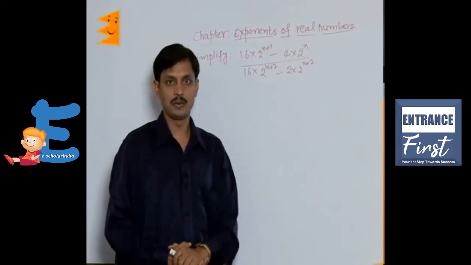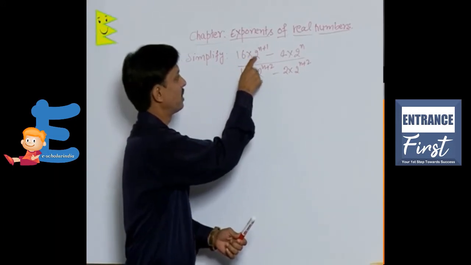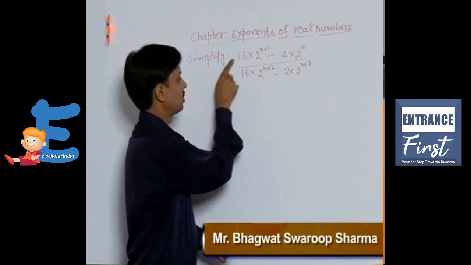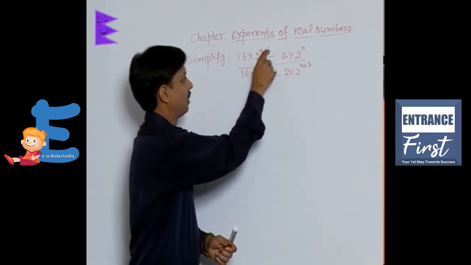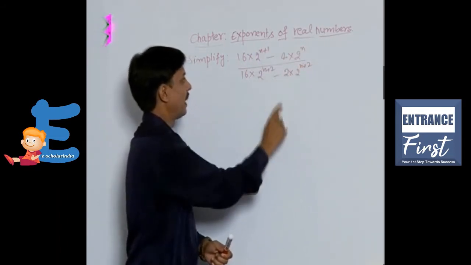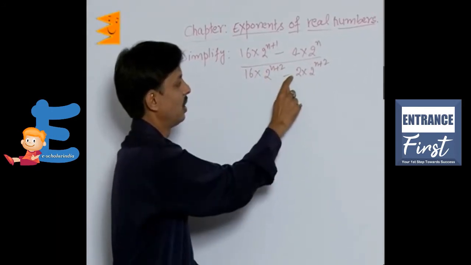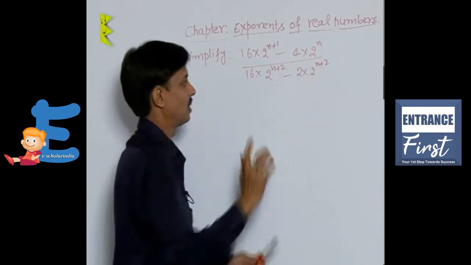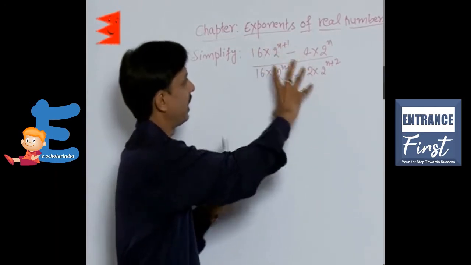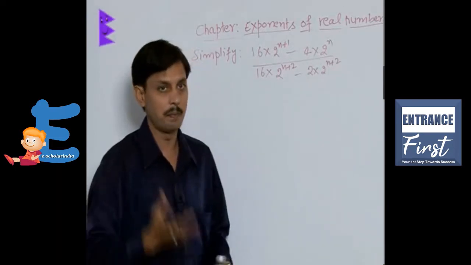Now one more example of the same topic. Simplify (16 × 2^(n+1) − 4 × 2^n) divided by (16 × 2^(n+2) − 2 × 2^(n+2)). So first of all, I want to tell you that this entire question can be converted into the form of base 2 having some power.